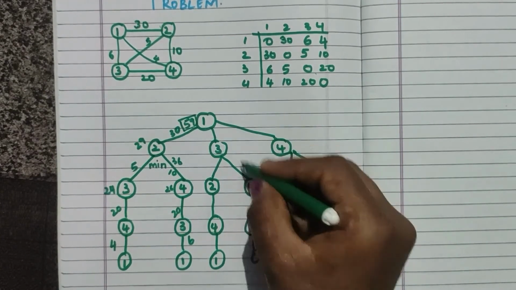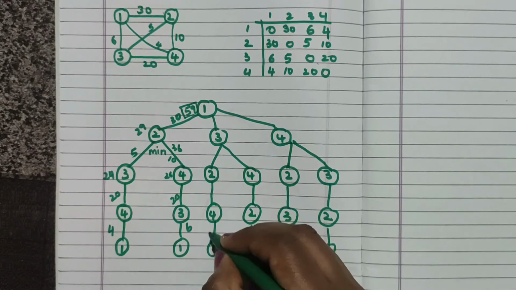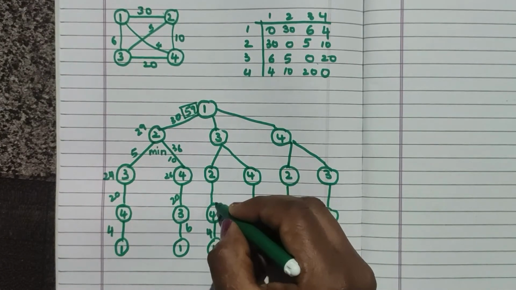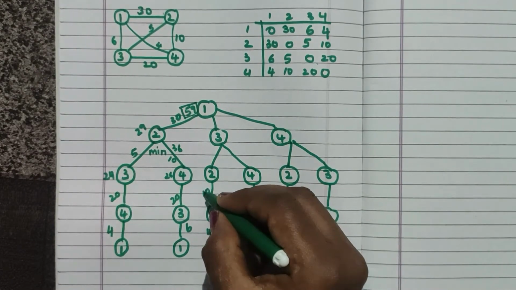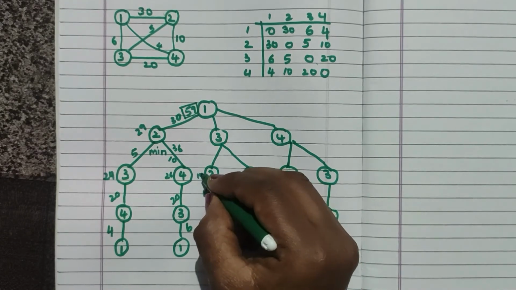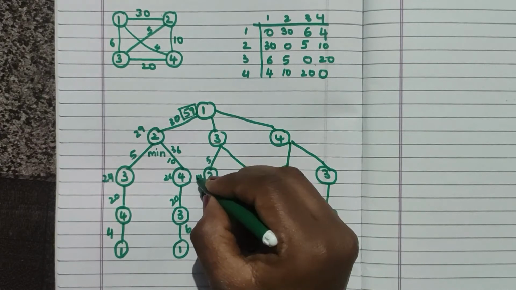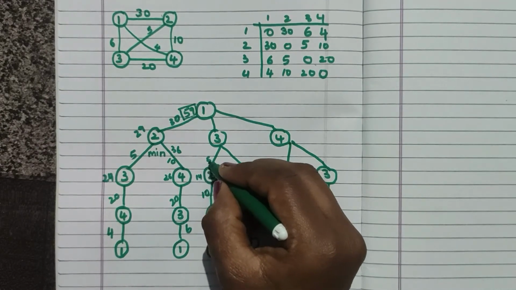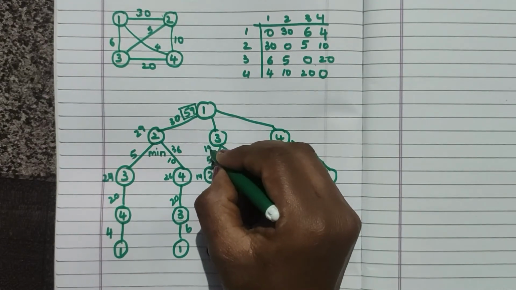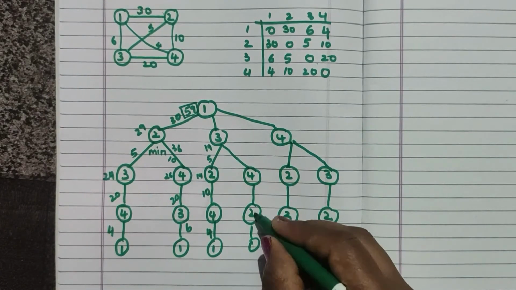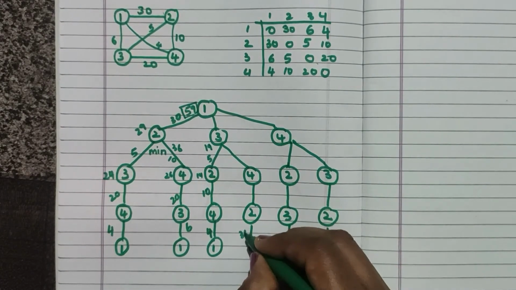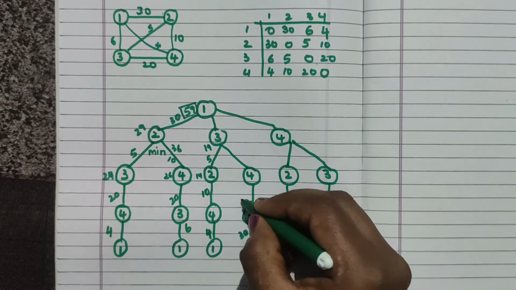Now let's find for this. 4 to 1, the value is 4. 2 to 4 is 10. Add them and you get 14. Now 3 to 2, the value is 5. 14 plus 5 is 19. So just leave it over here. Now let's find for this. 2 to 1, the value is 30. 4 to 2, the value is 10.